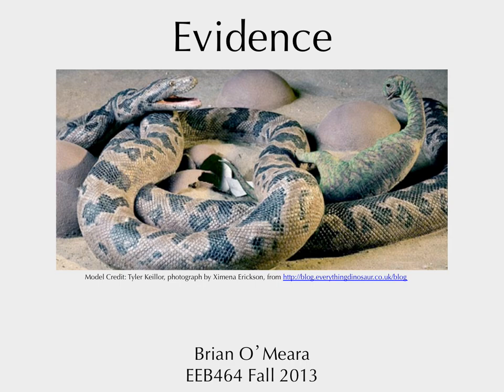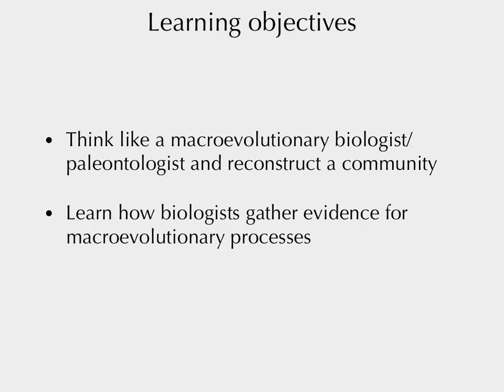So we've been talking about history of life, right? We'll be talking about various processes we know about life. How do we know all this stuff? Okay? So to intrigue you, there's a snake and there's a dinosaur. What's happening there? Okay. So learning objectives for today.